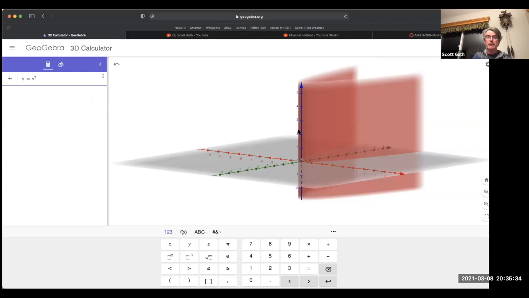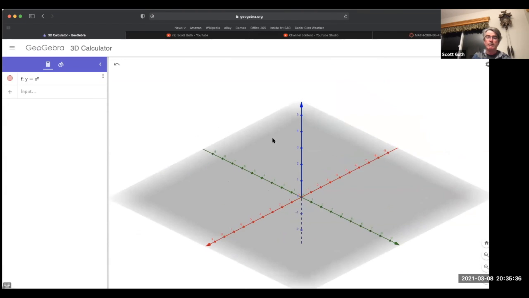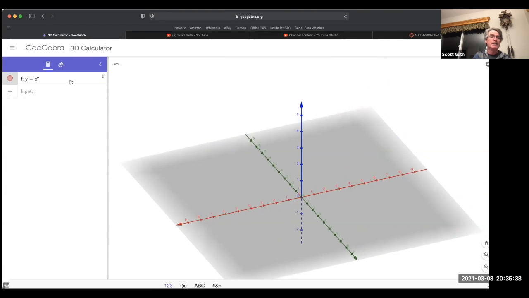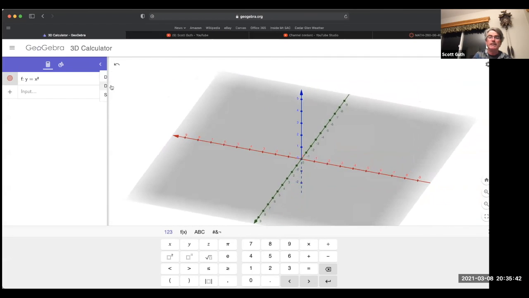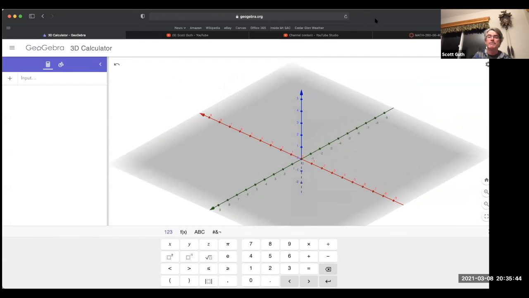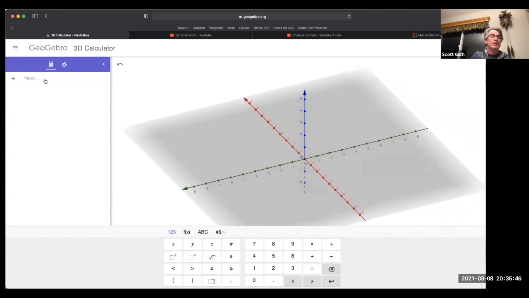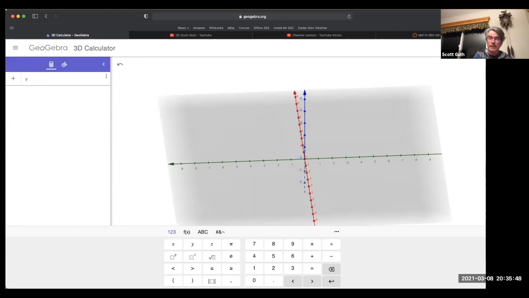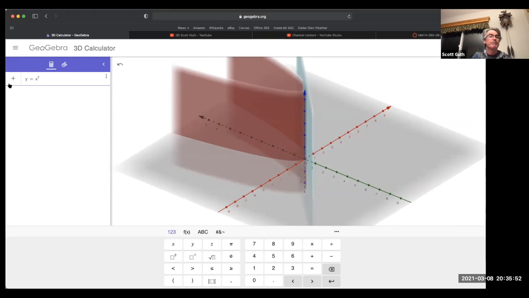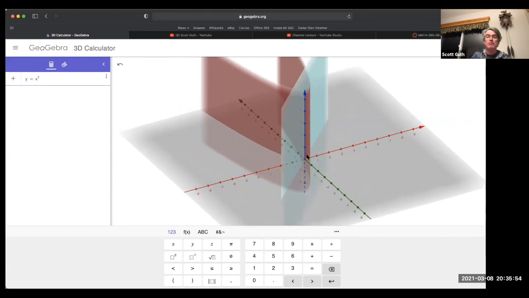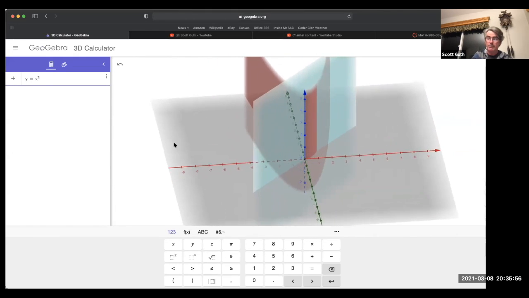So there's the cylinder, but remember, where'd it go? I lost it. Okay, I'm going to have to delete that and do it again. It was there and then it finished. So one more time, hopefully that won't happen again. y equals x squared is that. I don't know why that plane is there.